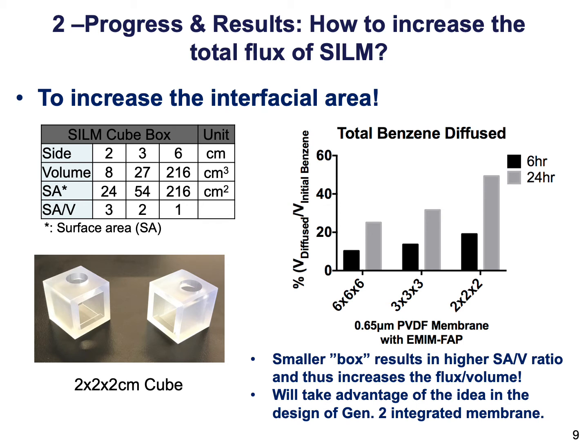The parameters of area to volume on the table showed that we have achieved a comparison of 3 to 2 to 1. Our previous first generation integrated box has an overall size similar to the 6 by 6 by 6 cube in this case. The TGA results are shown on the right plot. Here, the smaller box with a higher area to volume ratio can increase the total benzene flux. The fastest benzene diffusion for this particular experiment was 50% benzene separation across supported ionic liquid membrane. Since we confirmed this approach works very well, we can take advantage of this idea to design our next generation integrated membrane box.